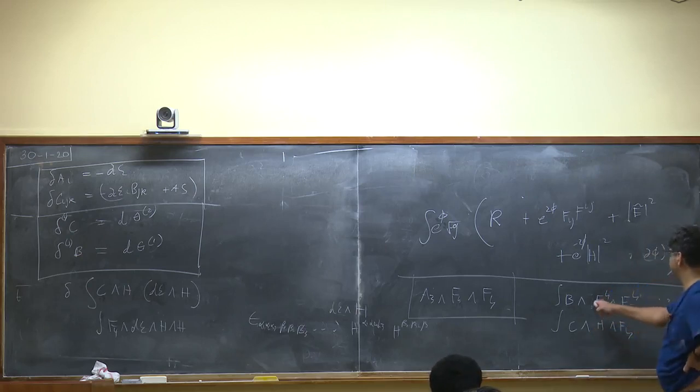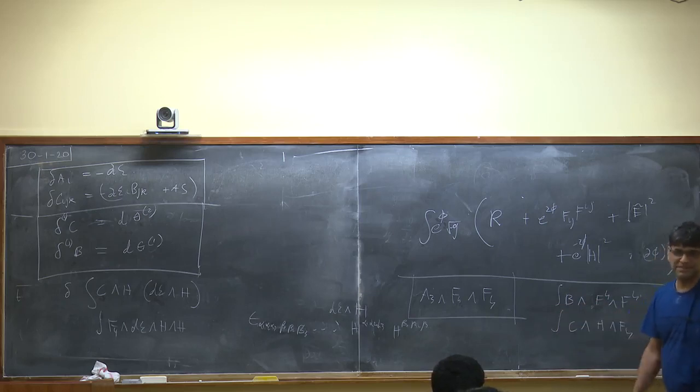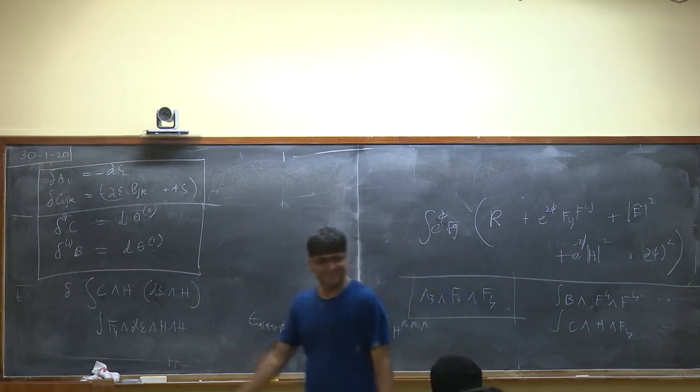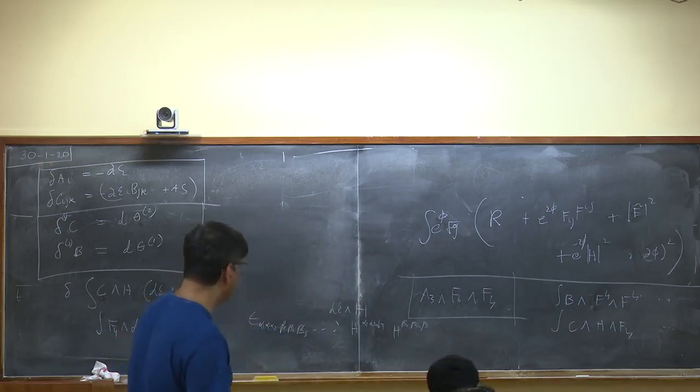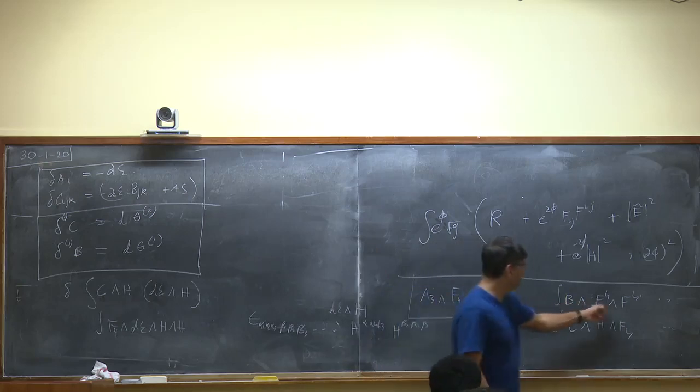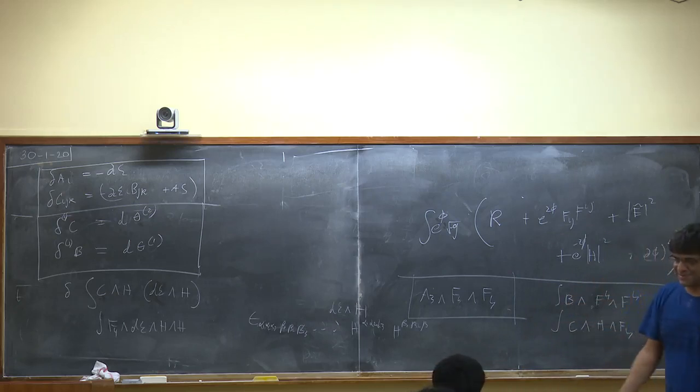Let's see. Firstly, each term: this will become d zeta wedge H. C and H are invariant under this delta. Only F4 transforms. And dB will become an H, so there'll be an H wedge H. Once again, same reason, it's just zero. Here we'll get two such terms, but I'm saying each term is zero, because the change in F4 is d zeta wedge H. Then you integrate by parts, and the d hits the B and becomes an H wedge H, and that's zero for the same reason.